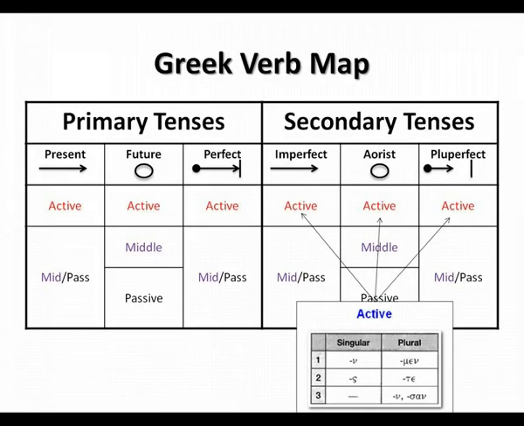So, coming back to this Greek verb map, these endings that we just went through, nu, sigma, blank, men, te, nu or san, apply to the three different active endings of the three different tenses.